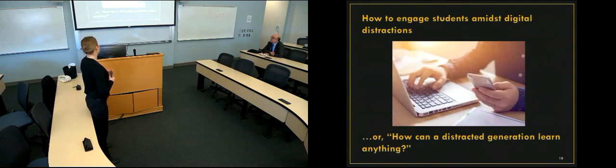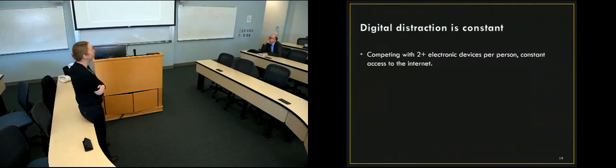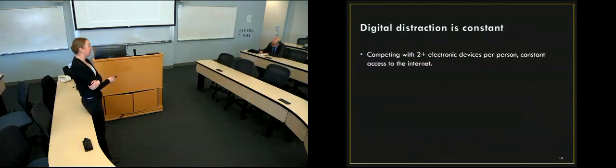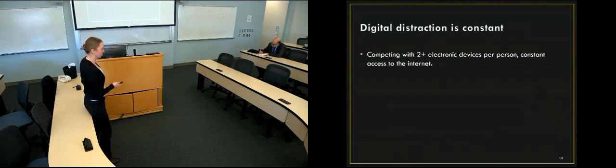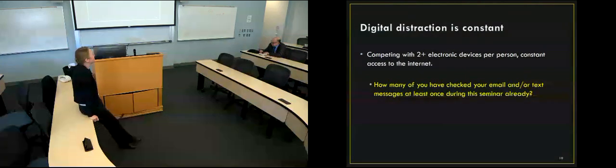So, how do we engage our students in all of our digital distractions? Or as one of the articles I read so succinctly titled it, how can a distracted generation learn anything? So, you are always, as a teacher, competing with at least 2 electronic devices per person. Okay? In a classroom of 40 students, there are probably 80 to 100 electronic devices in that classroom. Not including mine, that I'm trying to get them to pay attention to, right? Or me, even better. So, how many of you have actually checked your email or text message at least once during this seminar? Come on, guys. There we go.